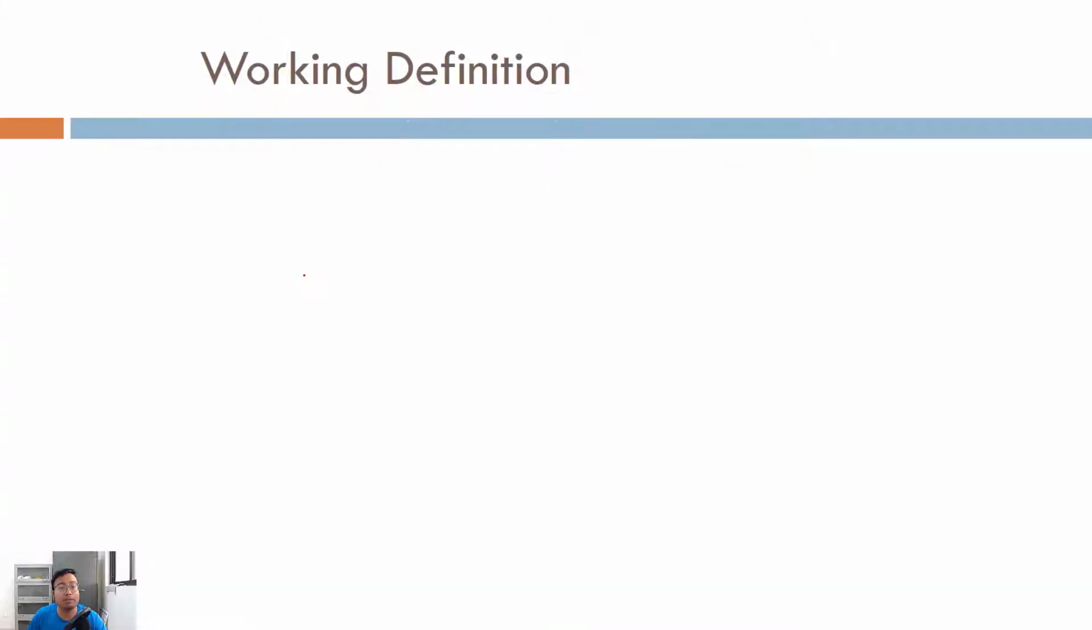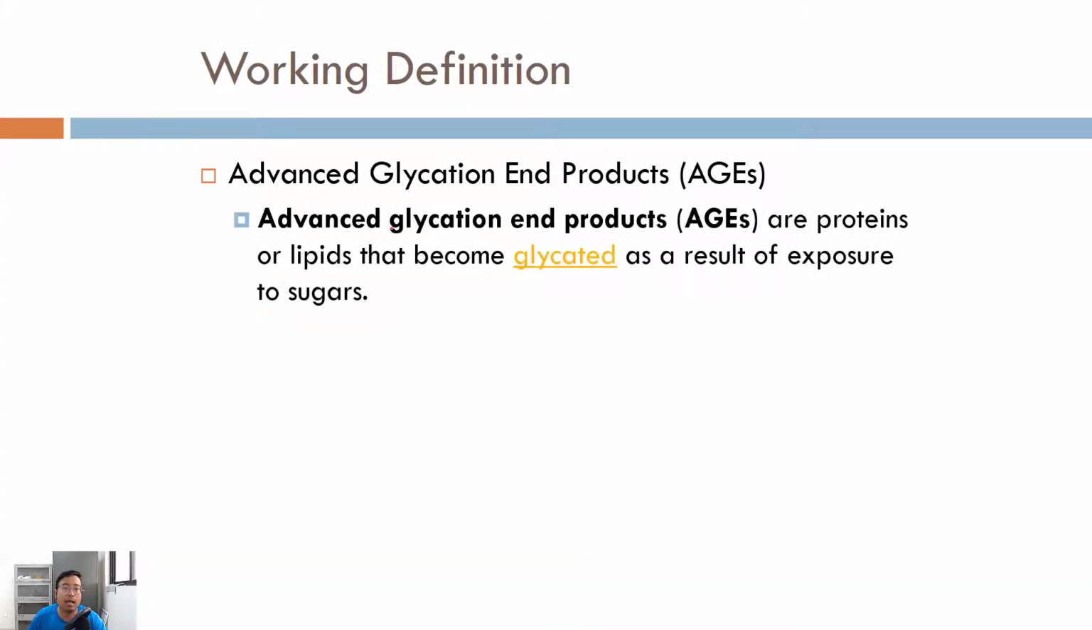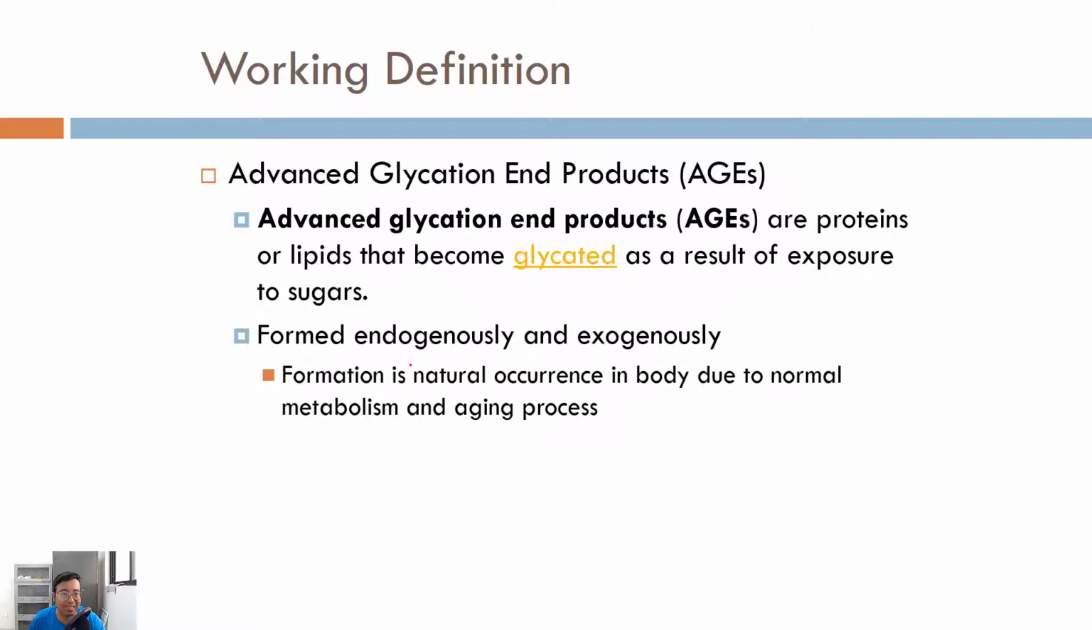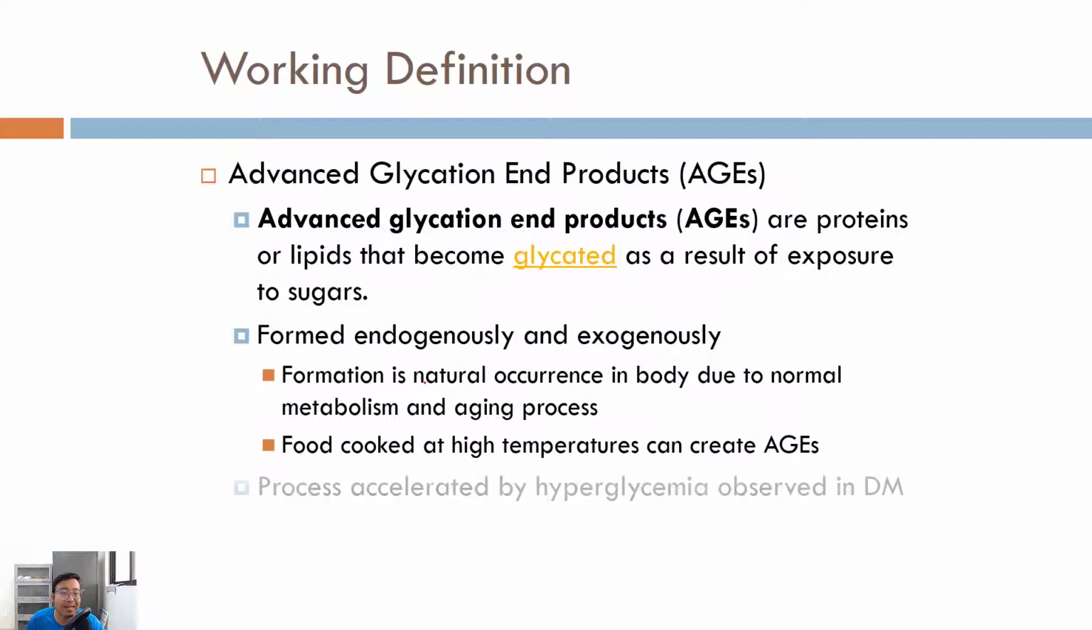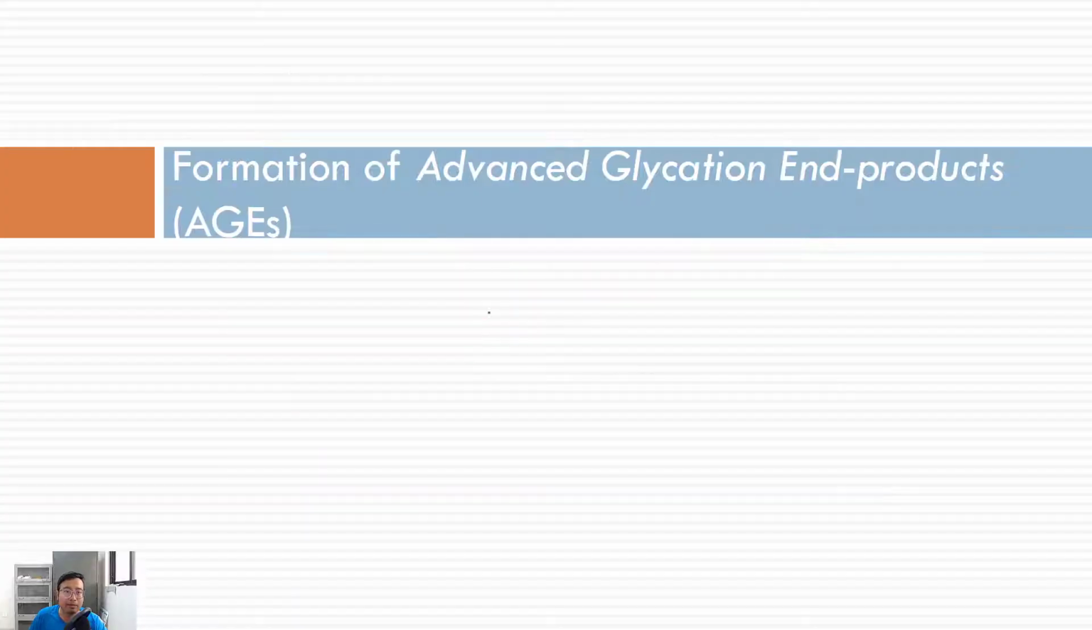So the working definition being, we can define AGEs as proteins or lipids that become glycated as a result of exposure to sugar. Now how are they formed? They can be formed both endogenously, that is in the body, as well as exogenously, that is outside in nature. In the body they happen mostly due to normal metabolism and the aging process, while in the environment they are mainly formed due to cooking at high temperature. But both of these processes, especially in the body, are accelerated in the presence of high blood glucose, that is hyperglycemia, which is typically observed in diabetes mellitus.